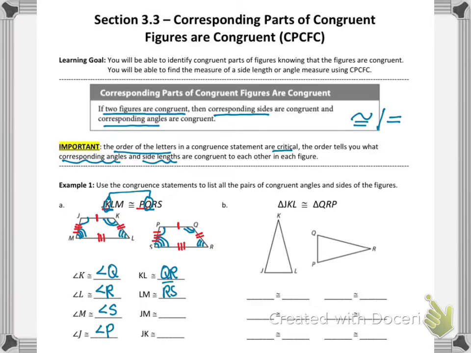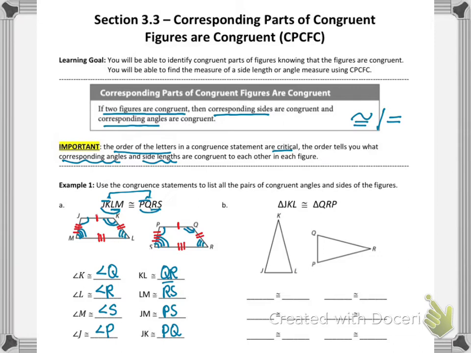Again, we're just looking, honestly, not even at the drawing. I could look at the drawing if it had one, but I really just need to look right here. LM would go with RS and so on. JM, which was the first and last letters, they're going to go with PS. And then JK is going to go with PQ. And it's important to get them in the right order too. So since J and P go together, I put the P first.